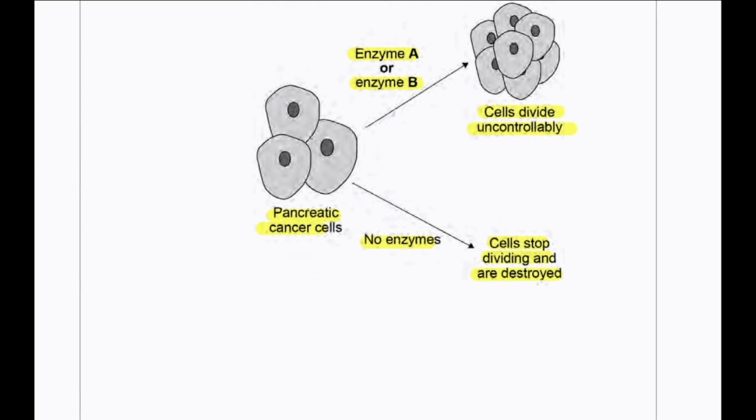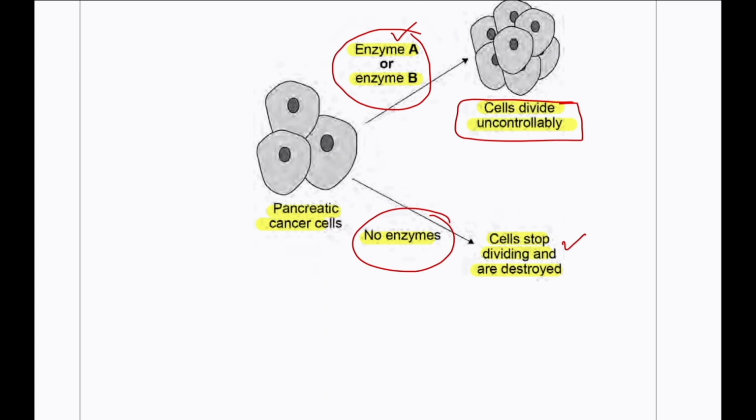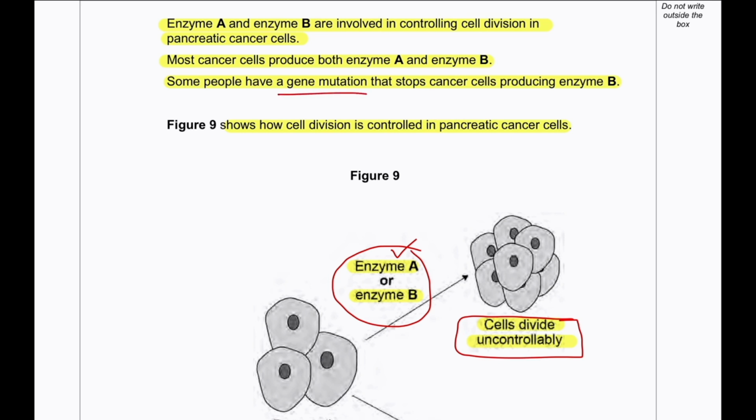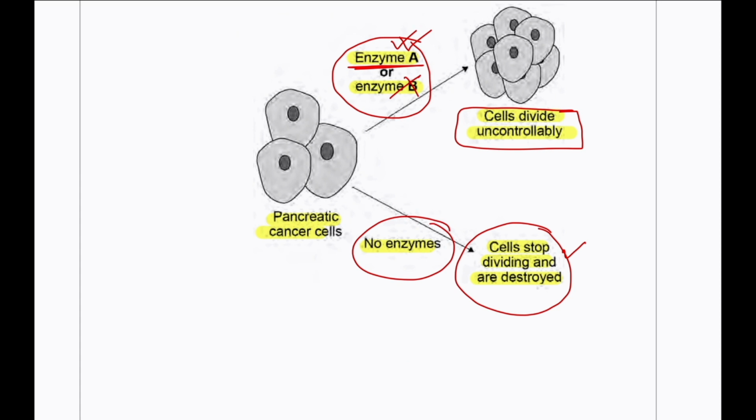If we look into this particular person, let's say the first example is that enzyme A and B both are being produced. If enzyme A and B both are being produced, the cell will divide uncontrollably and there is no control of it. If none of the enzymes are produced, then the cell stops dividing and those cancer cells are destroyed. Now, if a particular person already has a gene mutation that causes enzyme B to not be produced, then enzyme B is already eliminated. All the doctors need to do is give the patient a medicine to prevent the pancreatic cancer cells from producing enzyme A, and the uncontrollable cell division will be stopped.